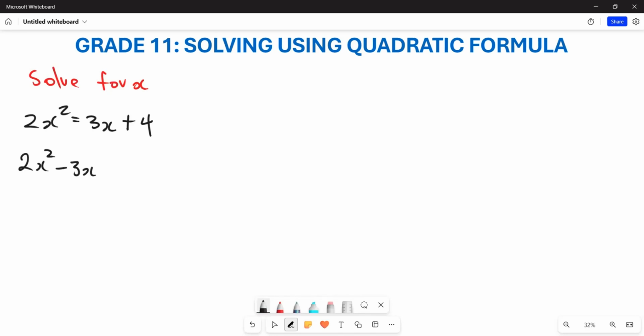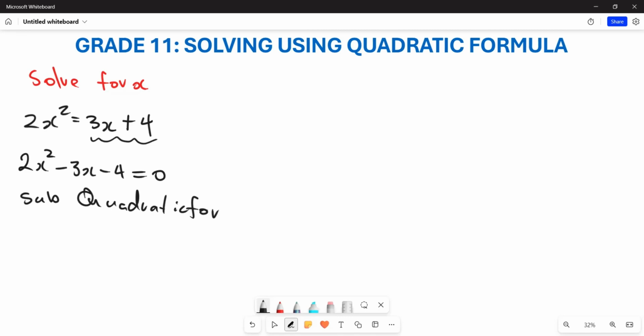Subtract 3x, subtract your 4 is equal to 0. So basically, I just took all these things and transposed them to that side. Now, obviously, if you try to factorize this, there is no way that you can factorize it. So the best thing to do now is to substitute it in our quadratic formula.